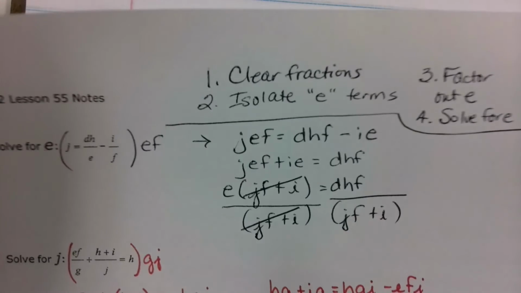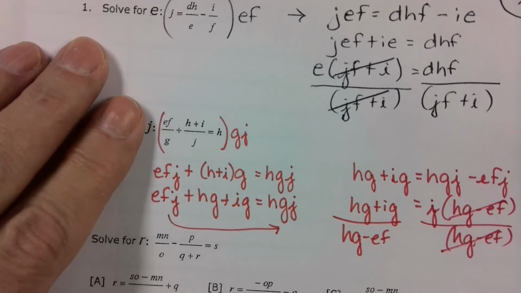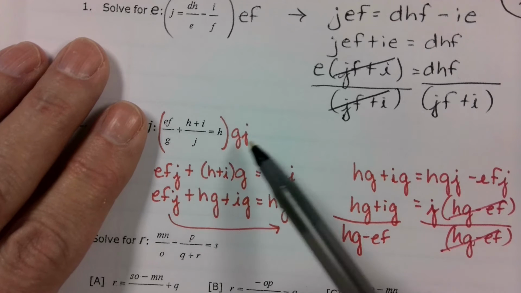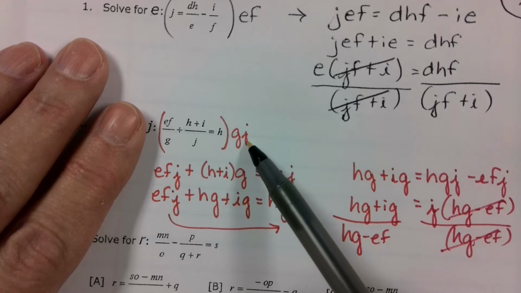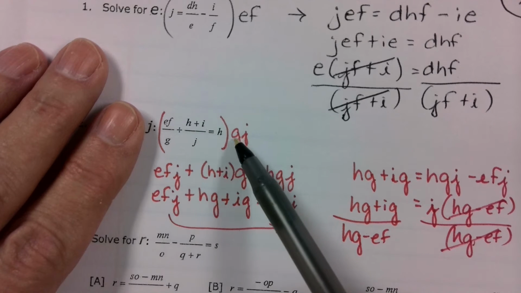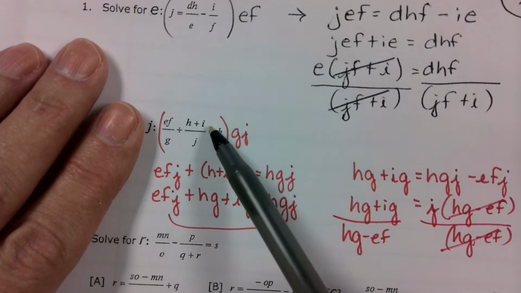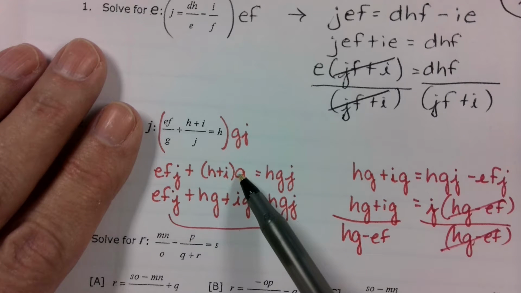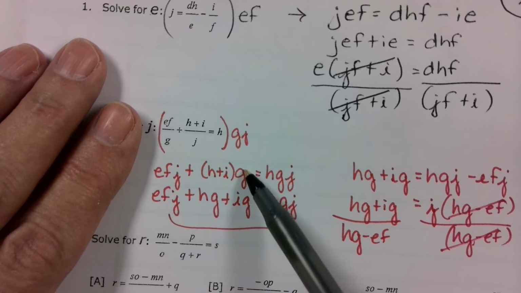Okay, so let's look at another example. This one has a little twist in it. So we're multiplying by GJ to clear the fractions. Now when you get ready to multiply this one by G and J, the J's are going to cancel, of course, but this is times G. You're going to have to do distributive property with that one. So that's how I got these two terms from that.